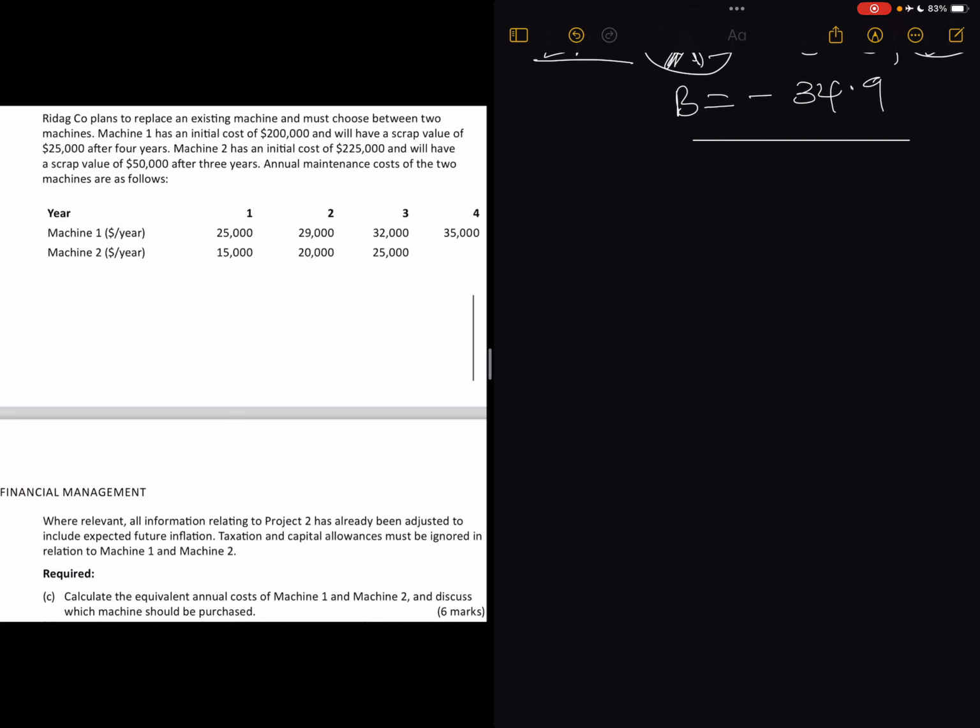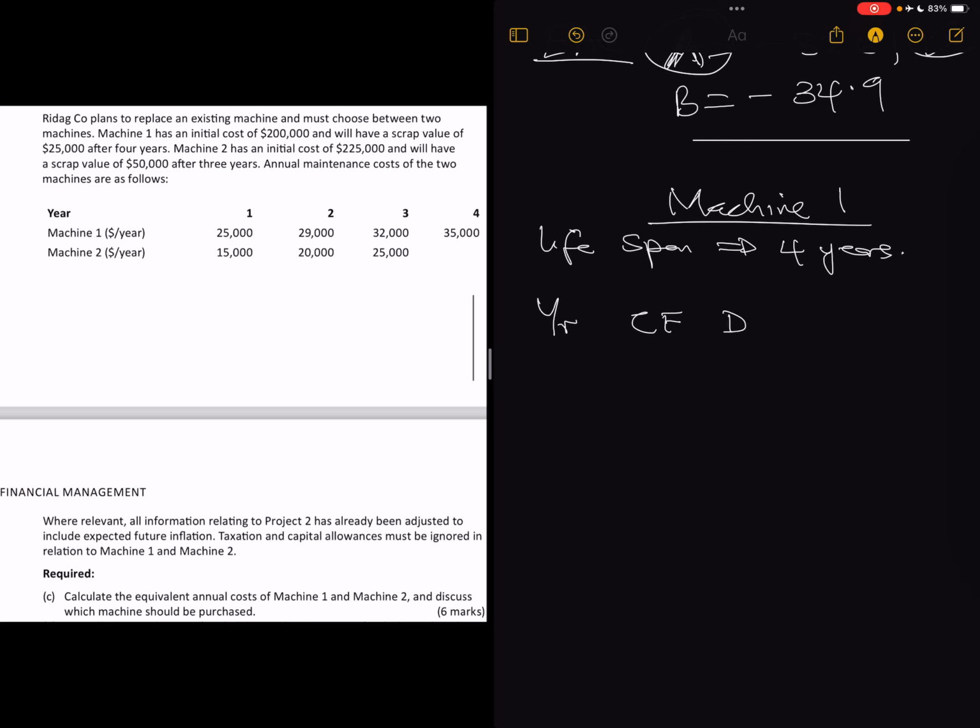So let's work it one after the other. Let's get the net present value for machine 1. For machine 1, we know that the lifespan is 4 years, unlike machine 2 that has just a 3-year lifespan, because they've stated it carefully. Now, to calculate NPV, our approach has always been to use our format. Here we have cash flow, we have discount factor, and we have the present value. So we'll start from year 0 as we always do.